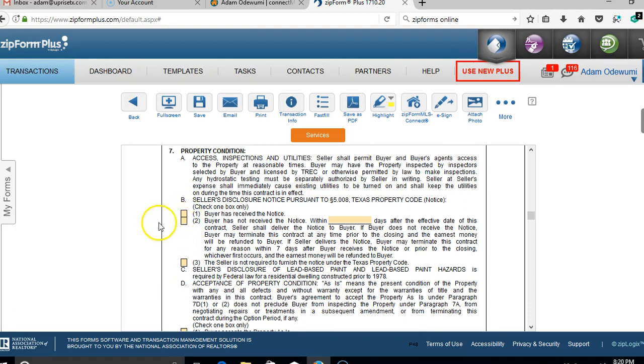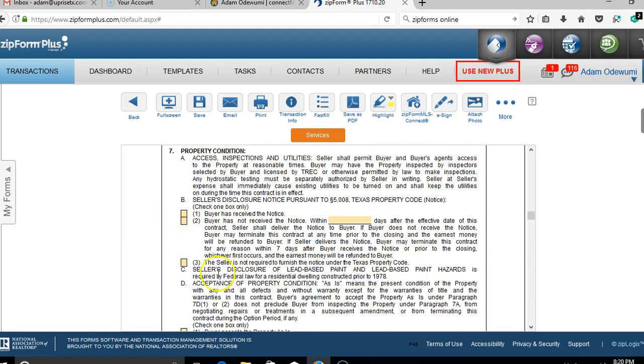If that form is attached in additional information in the MLS, top right, then you'll check this one, meaning we've already received it, you've downloaded it, and the buyer's seen it. If there isn't one, or you can't find one, or it hasn't been filled out, then you're going to check this one: buyer has not received the notice, and you're going to put 3 days. Basically, hey, we're making this offer, we haven't gotten this disclosure yet, but we'd like you to finish filling it out and send it to us within 3 days.